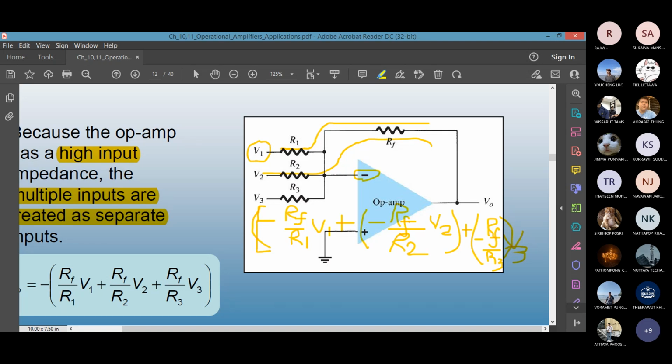What is a unity gain amplifier? Sometimes I ask this as well. Unity gain means the gain is 1. If you have a unity gain amplifier, RF and R1 have to be the same, RF and R2 have to be the same, RF and R3 have to be the same. It means the ratio of RF to the input resistors is 1.